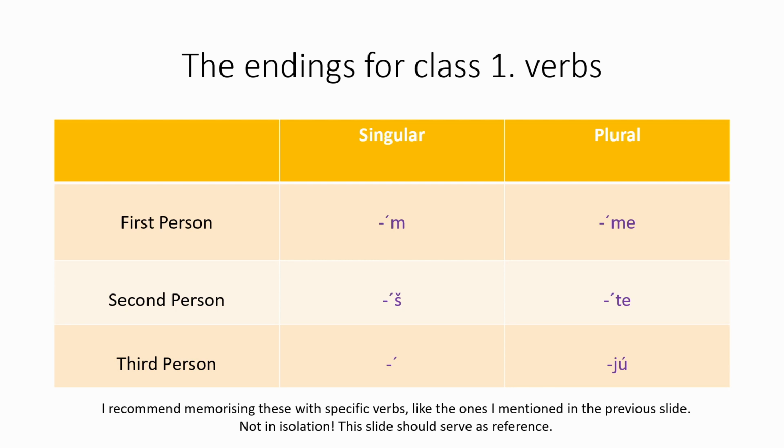So m for first person, sh for second person, me for first person plural, te for second person plural, and the third persons are usually the weird ones, the ones that change from verb to verb, minor irregularities. However, most of the time, identifying the verbs should be quite easy if you memorize this first class of verbs, so the 2 ones that I provided.